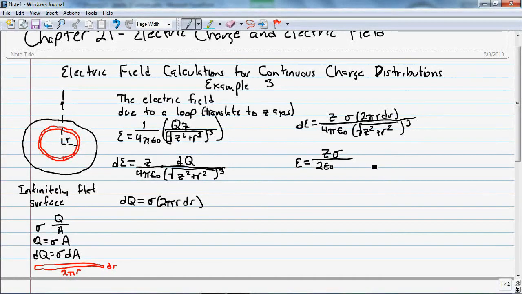Sigma is a constant, and I'm going to go from 0 to r. I can take r to infinity, and we will do that here in a minute. And I'm going to have r dr over the square root of z squared plus r squared, cubed. Now I can evaluate my integral.